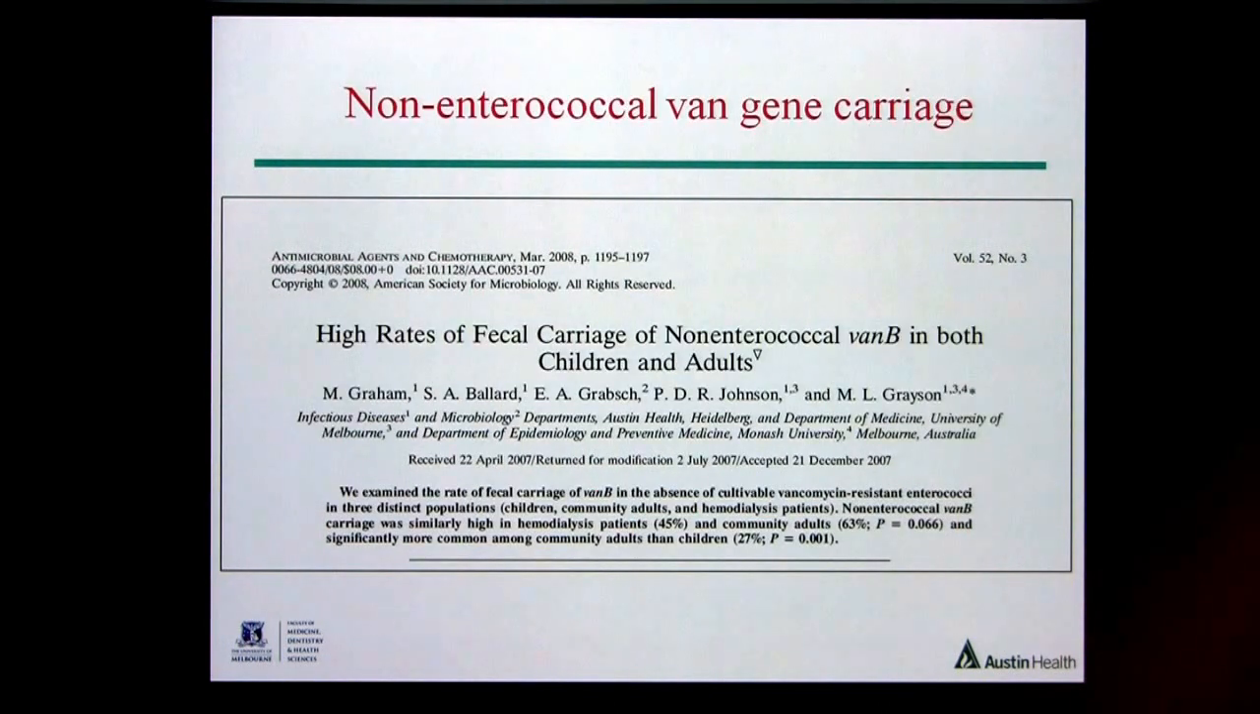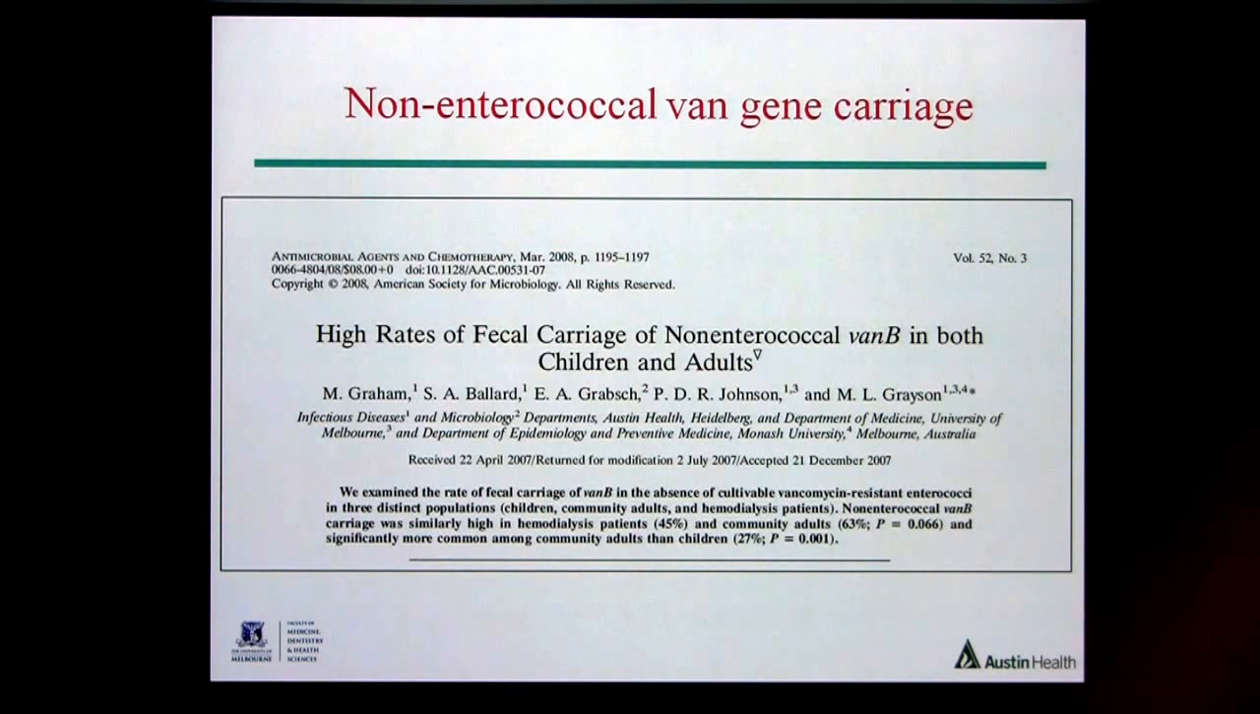So we, Marisa Graham, who's now a microbiologist, but when she was a registrar with us, we decided that it might be interesting to see, well, what is the carriage rate of Van B genes in humans throughout their lifetime, and does it change with the food source that you eat? And how relevant is that if we were to try and move to a rapid molecular-based method of detecting VRE carriage or Van carriage in humans?